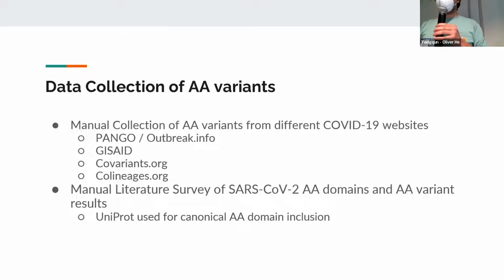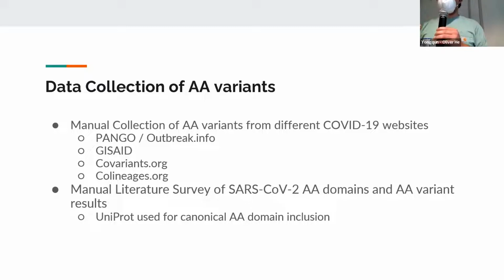GISAID also had a collection, or previously had a collection, of amino acid variants that they did for alpha, beta, and gamma, though they've stopped updating since then. I also paid attention to covariants.org and Lineages, both of which are good resources that have been keeping track of both experiments and the effects of these individual mutations.